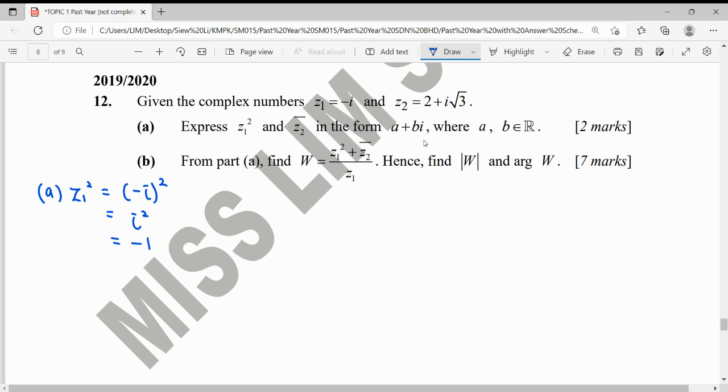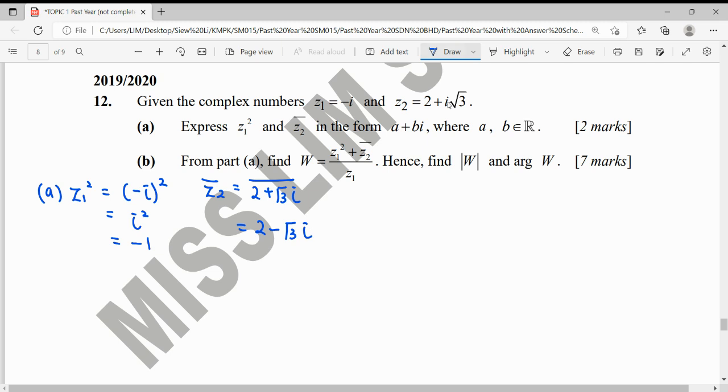Meanwhile, for the conjugate of z2, it will be the conjugate of 2 plus √3 i. So it will become 2 minus √3 i.